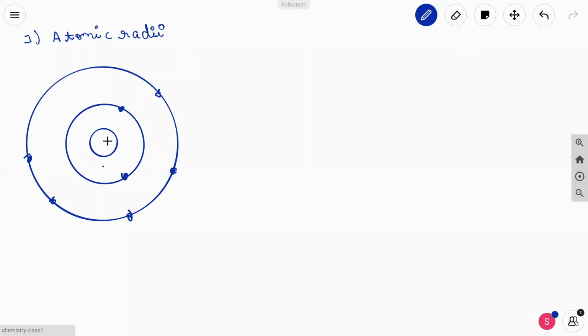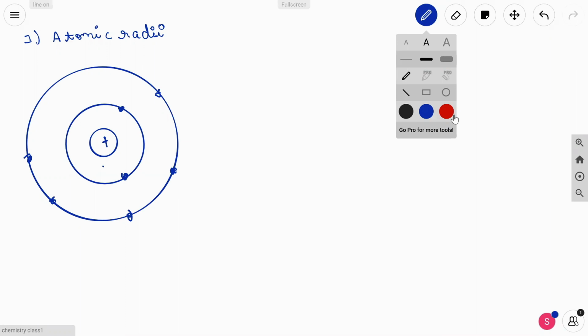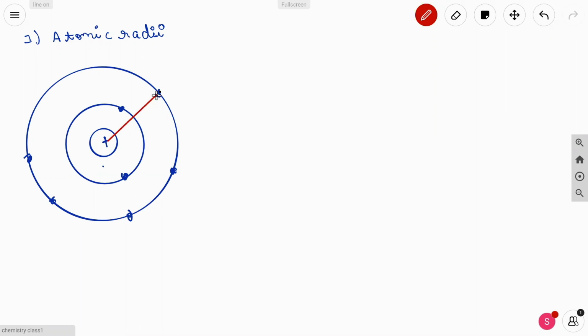So, for example, if this is the nucleus, then I'll take another color for this. Then this distance, as we see, is what we usually call the radius, and we assume all these distances to be equal in a Bohr model. That is the atomic radius: the distance between the nucleus and the valence shell electrons.